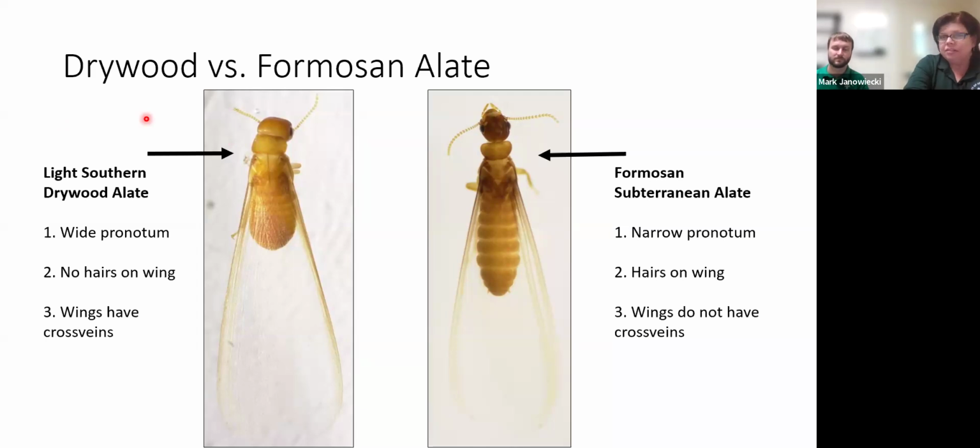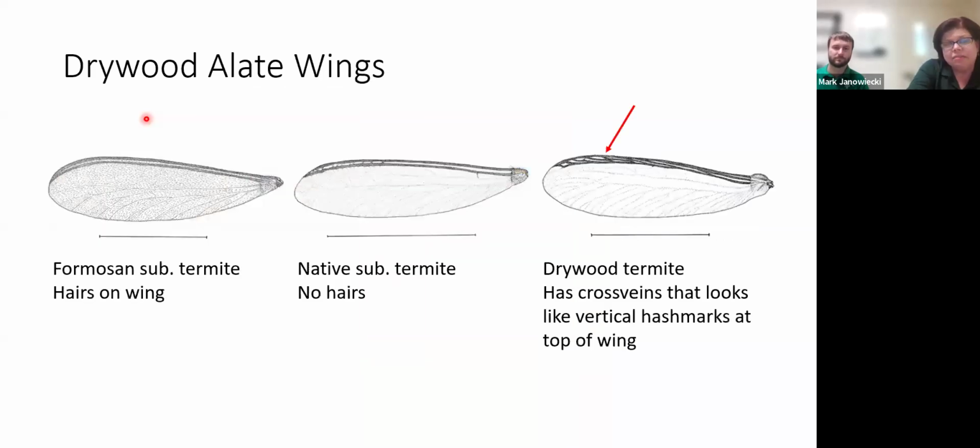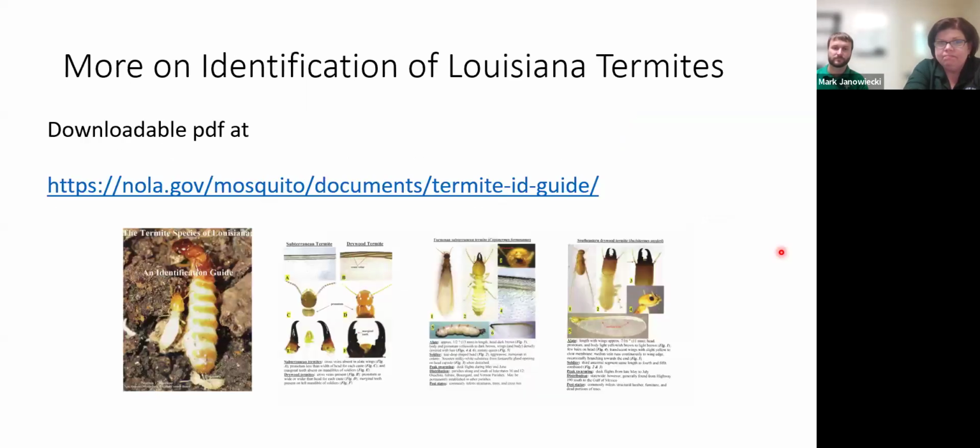Another thing is the cross veins on the wings. This is something that subterranean alates don't have, but drywoods do. So let's take a look at what they look like. On the far left, remember the Formosan subterranean termite is going to have thousands of little tiny hairs on the wing. Our native subterranean termites will not have hairs on the wing. And drywood termites have veins that run across the top two veins along that wing, so it looks like vertical hash marks along the top edge of the wing. Those are called cross veins.